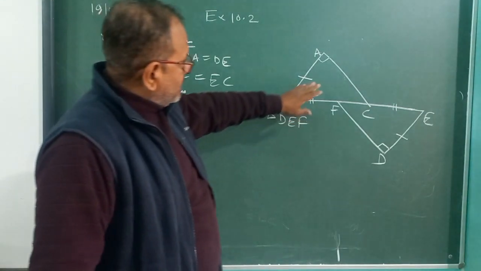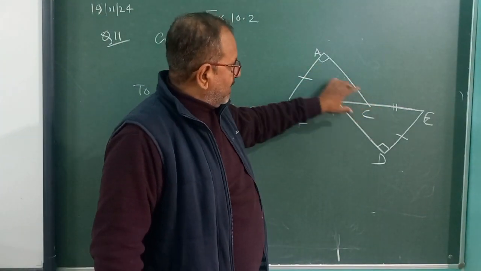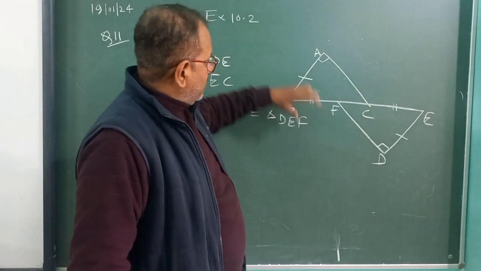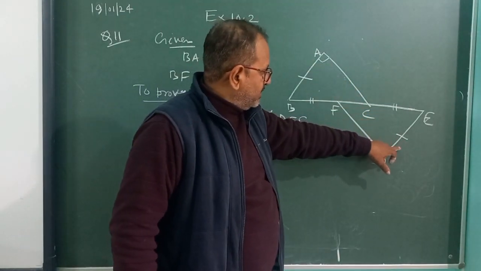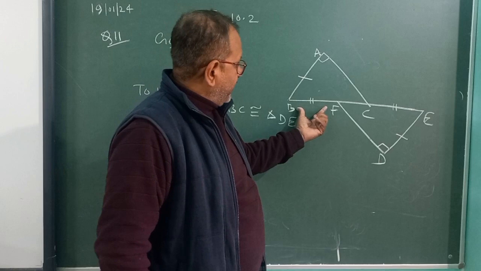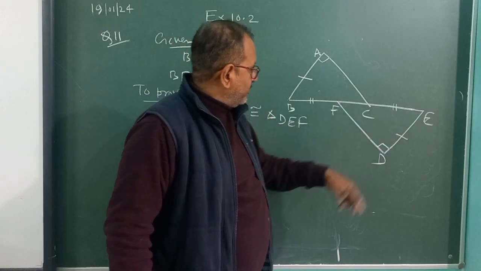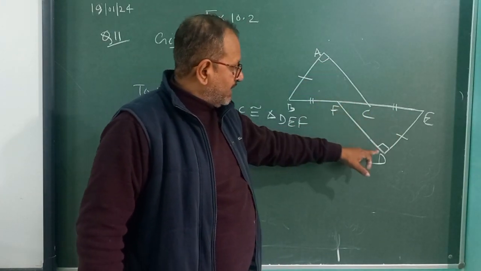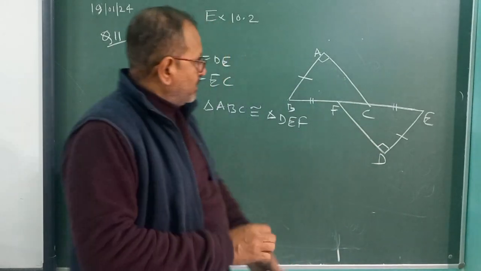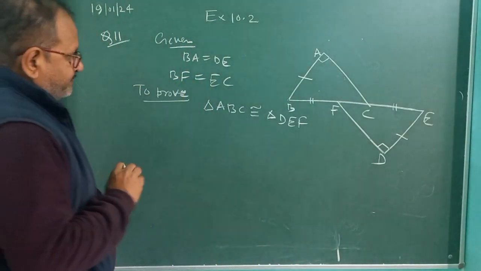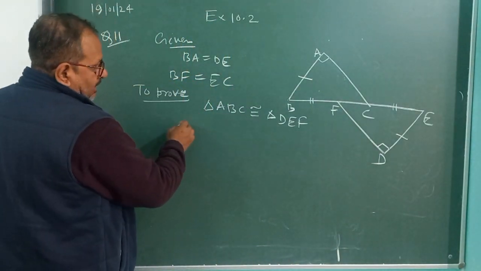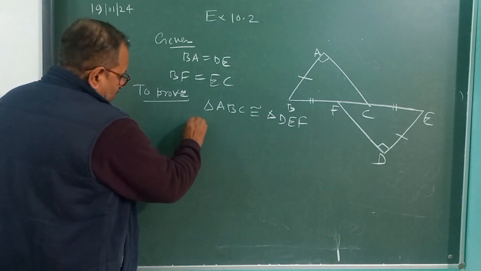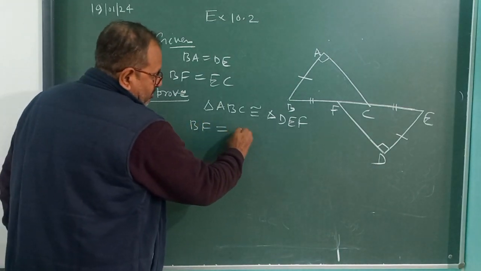So both the triangles, upper triangle and lower triangle, we have to prove congruent. AB and DE, these two sides are given equal. BF and CE are given equal. Angle is 90 degree, here angle D is 90 degree equal. So let us see how we can prove it. It is given that BF is equal to CE.